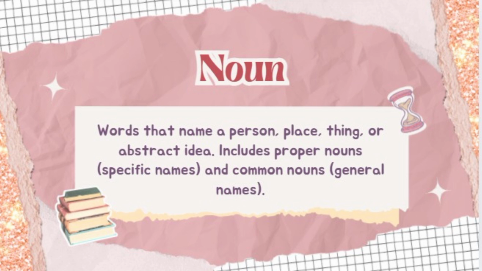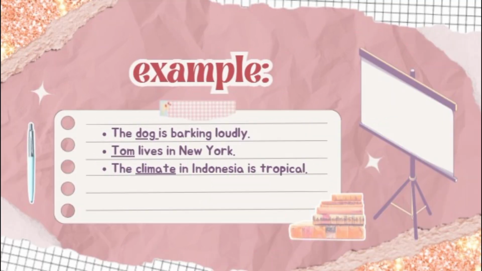Countable nouns can be pluralized, while uncountable nouns represent a mass or concept and are not pluralized, such as water. The examples are: The dog is barking loudly. Tom lives in New York. The climate in Indonesia is tropical. The words underlined are nouns.